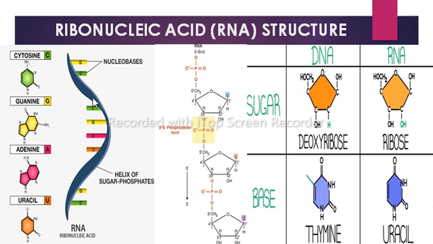Let's start. RNA is single-stranded, but sometimes in some viruses, double-stranded RNA can be found. The bases of RNA include cytosine, guanine, adenine, and uracil. In RNA, uracil is present instead of thymine of DNA. In RNA, ribose sugar is present instead of deoxyribose sugar of DNA. And the nucleotides of RNA are joined by phosphodiester bonds just like DNA.